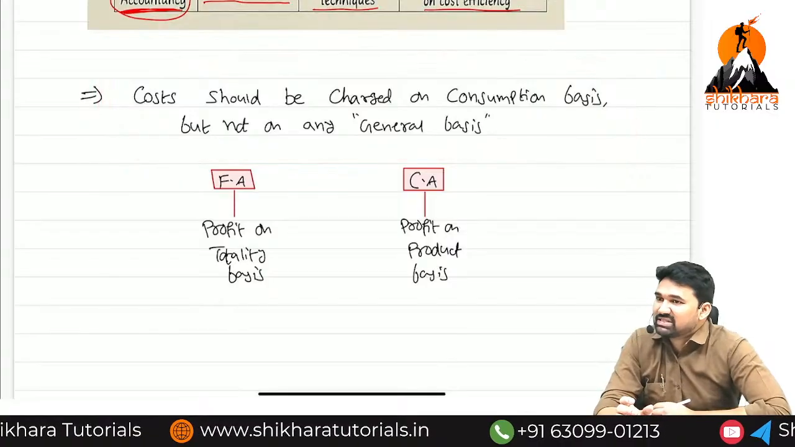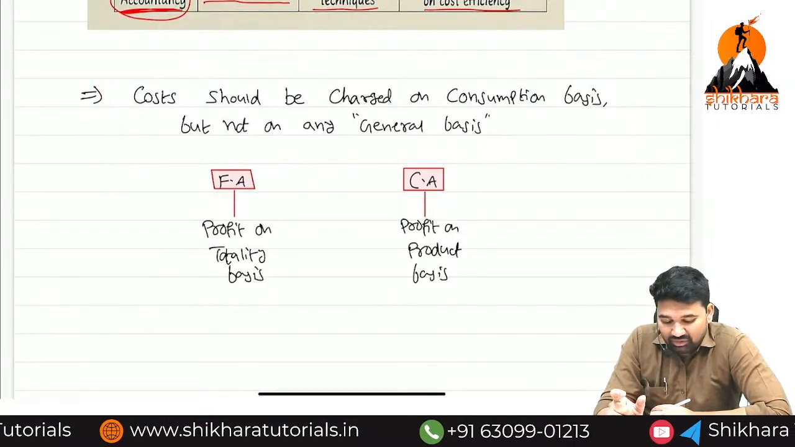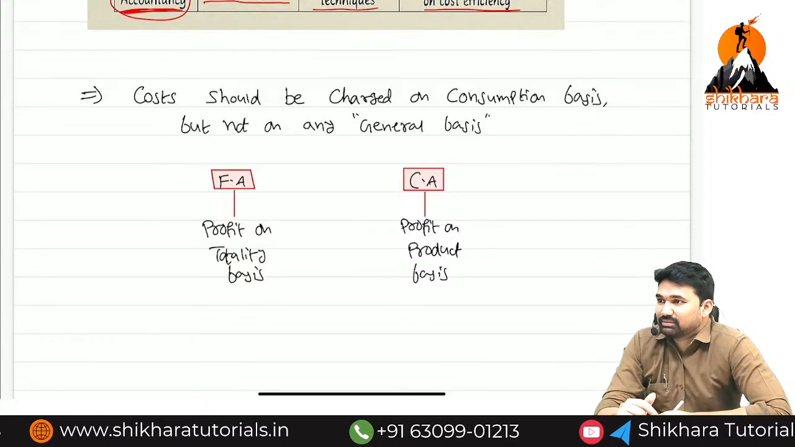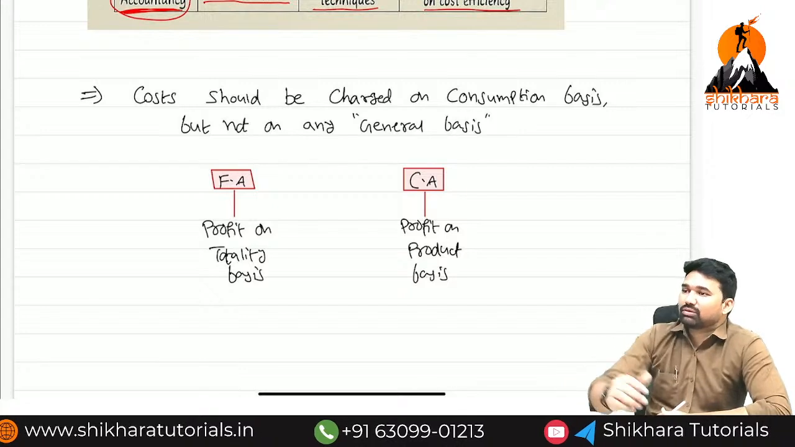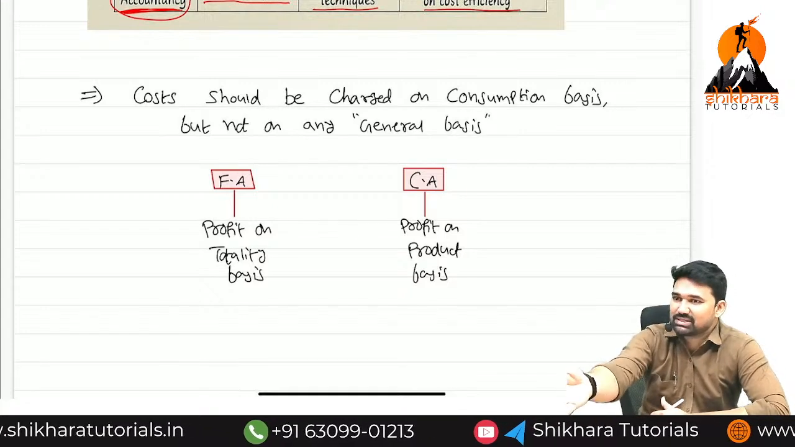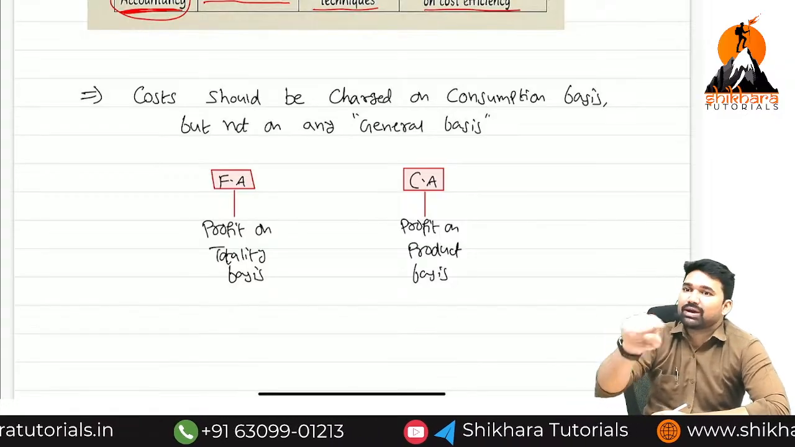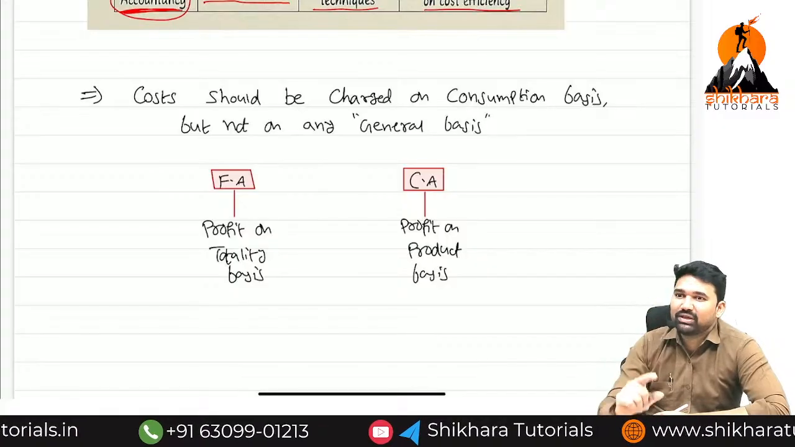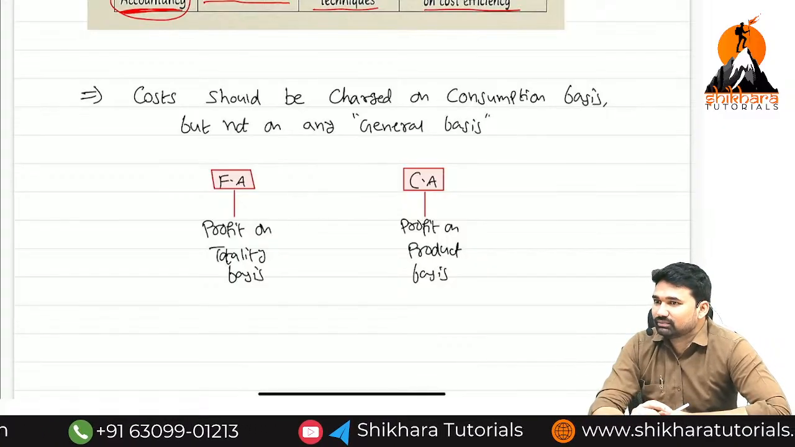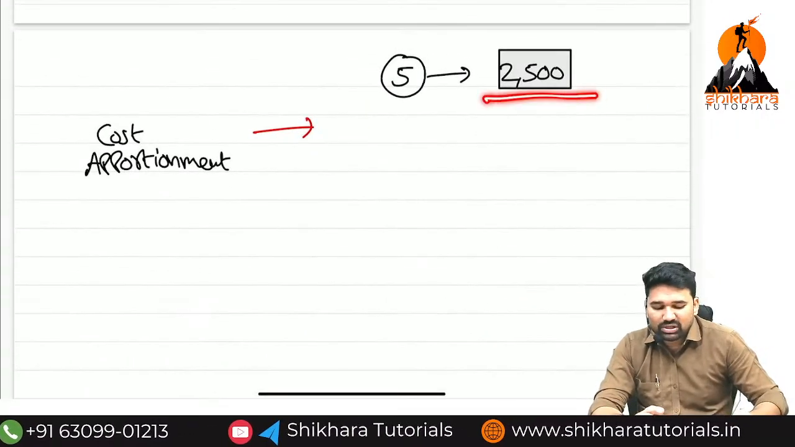So in major cases, as a general rule, we have to follow this statement. What does this statement say? Cost should always be charged on what basis? Consumption basis. If you consume more, you should be charged more cost. If you consume less, you will be charged less cost. If you consume in a moderate way, a medium way, you will be charged a medium cost. This is the general rule, and we have to follow the general rule in this case also.